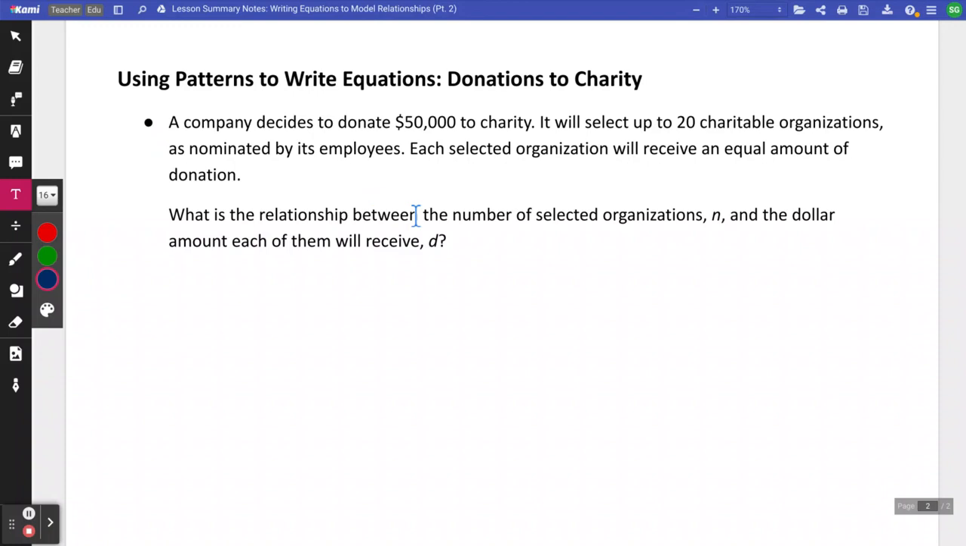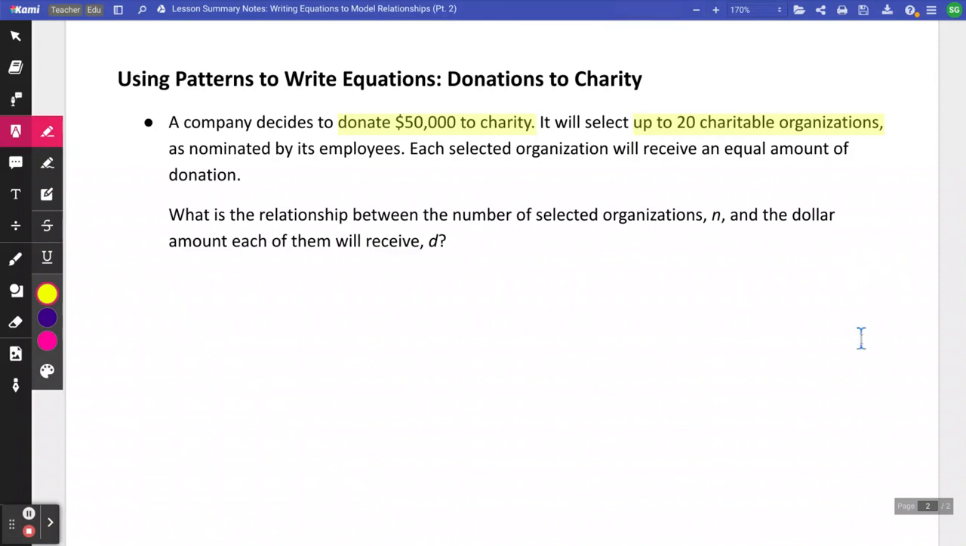I want to pause here just to make sure we're all on the same page of what information is being given to us. So we're told, what is the company doing? Well, they're donating a total of $50,000 to charity. Now, is that $50,000 going all to one charity? No. It says they're going to select up to 20 charities. Up to 20, what does that mean? Well, that's a maximum of 20. So they could select 1 charity, 2 charities, 5 charities, 10 charities, 20 charities. They haven't decided yet how many charities they're going to donate to.